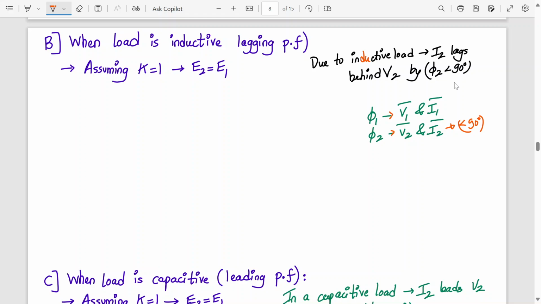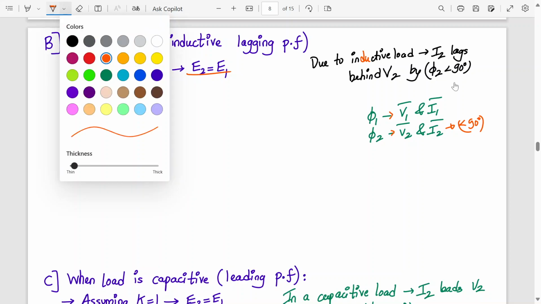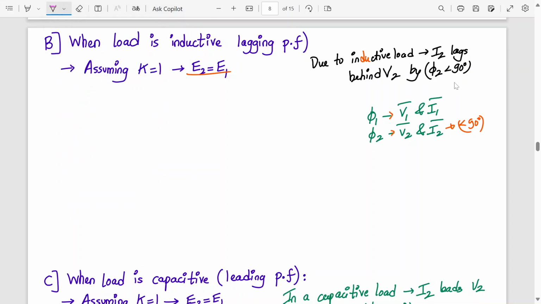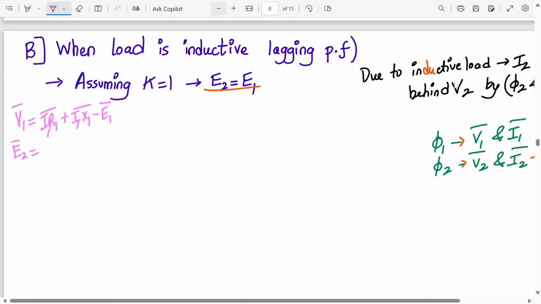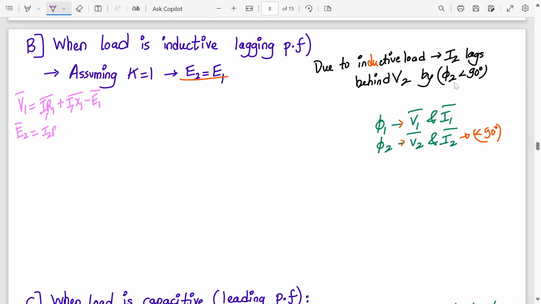Okay, can we start? We assume that E1 is equal to E2. So what equations will we write over here? You have to write those equations. V1 is I1 R1 bar plus I1 X1 bar minus E1. Then the next relation: E2 is I2 R2 bar plus I2 X2 bar plus V2 bar, and the I1 relation is I1 bar is I0 plus I2 bar.